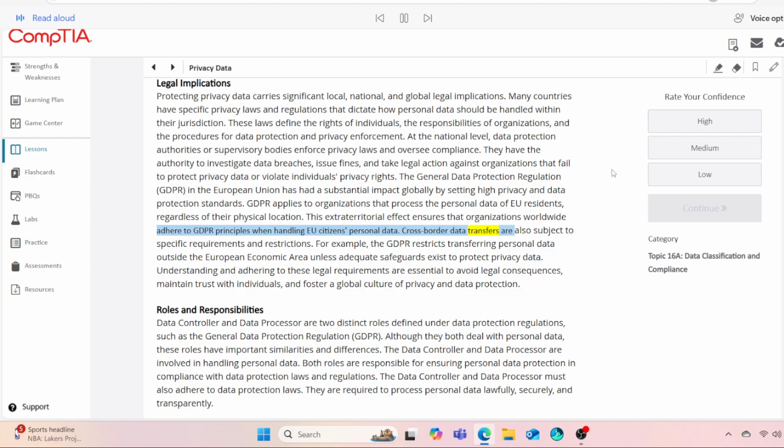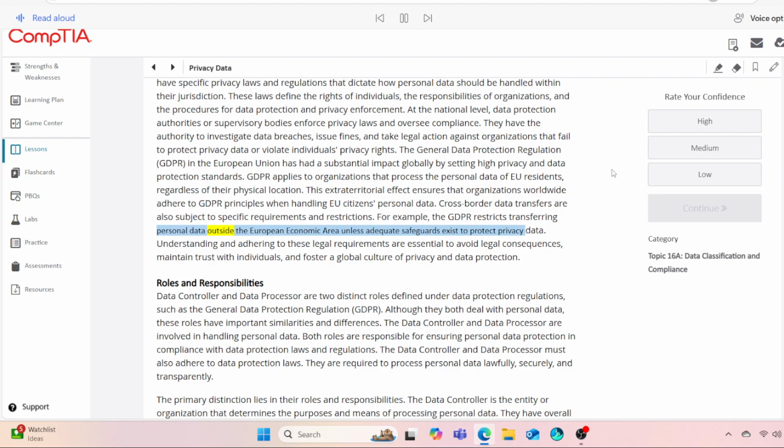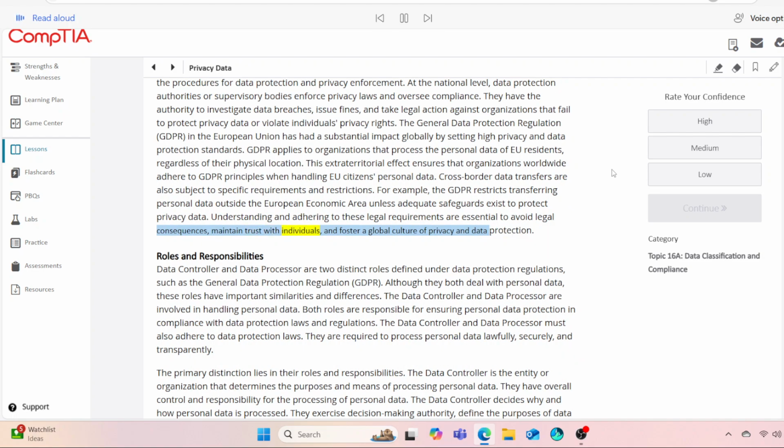Cross-border data transfers are also subject to specific requirements and restrictions. For example, the GDPR restricts transferring personal data outside the European Economic Area unless adequate safeguards exist to protect privacy data. Understanding and adhering to these legal requirements are essential to avoid legal consequences, maintain trust with individuals, and foster a global culture of privacy and data protection.